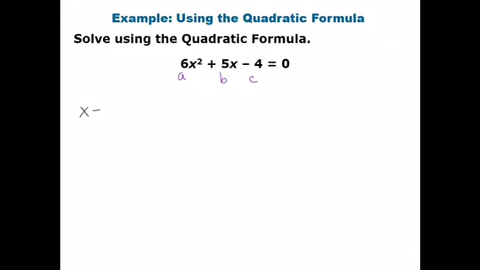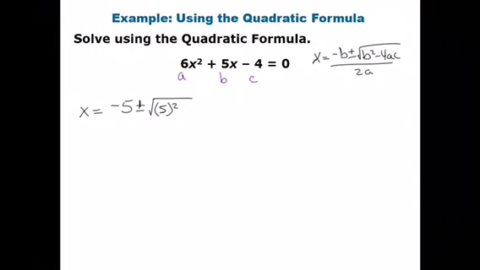So x equals, and in case you forgot the quadratic equation, we know it's x equals negative b plus or minus the square root of b squared minus 4ac all over 2a. So we're going to plug in the values where they belong. So negative b would be a negative 5 plus or minus the square root of 5 squared minus 4 times 6 times negative 4. All of that over 2 times 6.